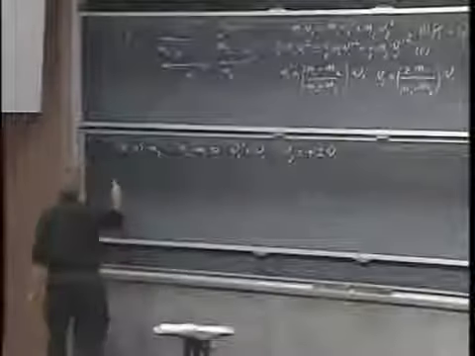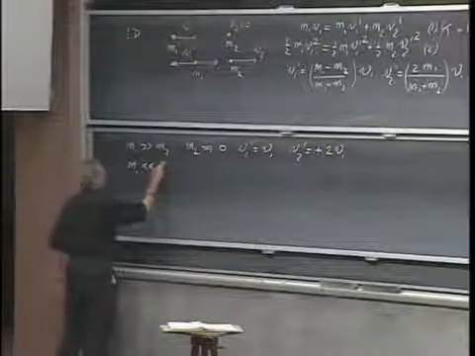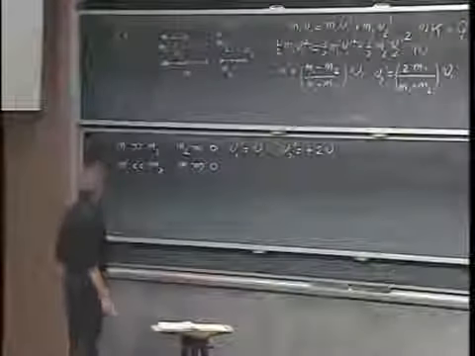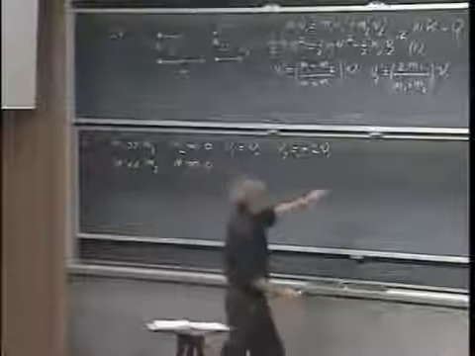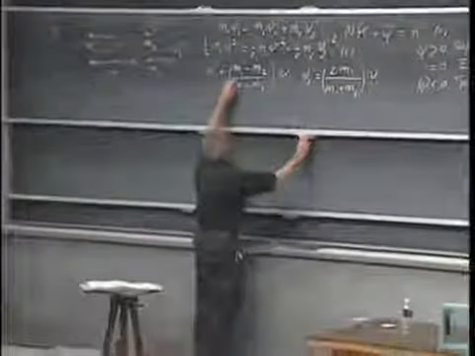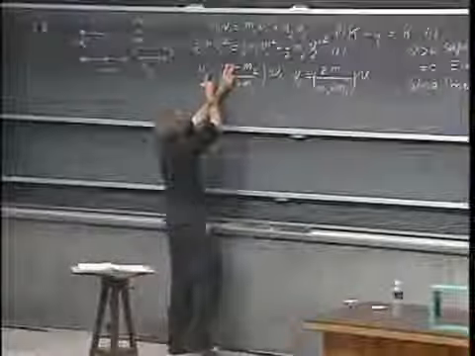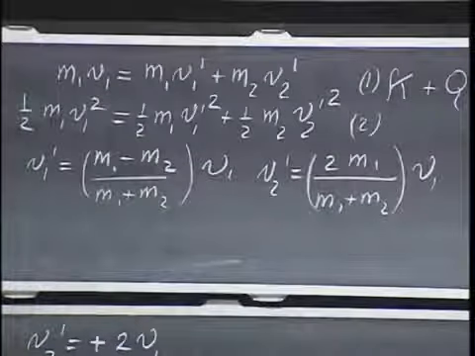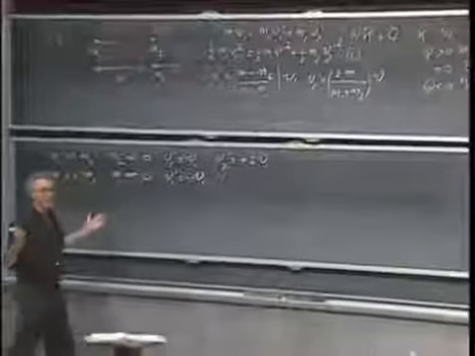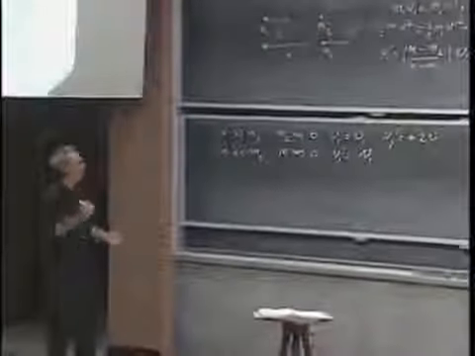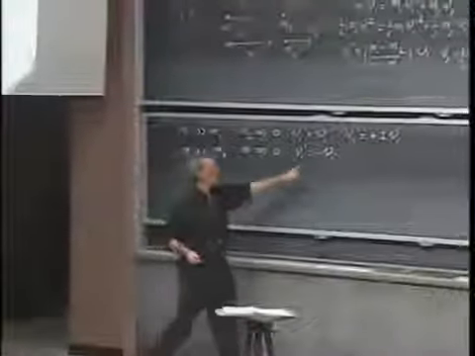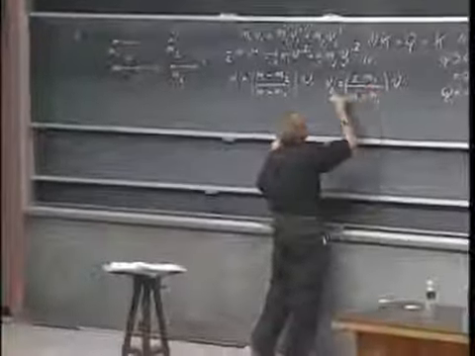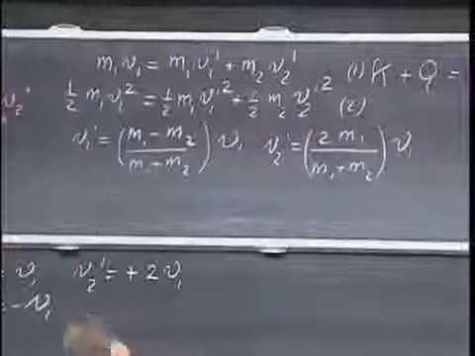Now let's take a case whereby M1 is much, much less than M2. In other words, in the limiting case, M1 goes to 0. And we substitute that in here. So this is 0. And so you see V1 prime equals minus V1. Completely obvious. The ping pong ball bounces off the bowling ball, and it just bounces back. And this is what you see. And the bowling ball doesn't do anything because M1 goes to 0, so V2 prime goes to 0.